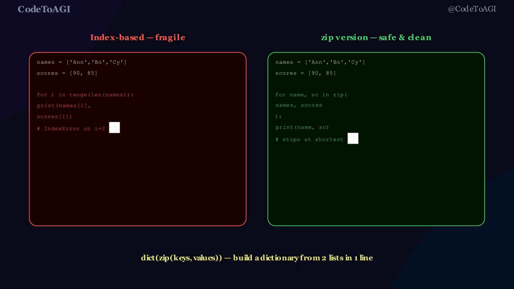Zip stops at the shortest list automatically. 3 names, 2 scores. Zip gives you 2 pairs, not 3. No index error. Want 3 lists at once? Same syntax. Zip names, scores, grades. 3 values per iteration. This is also how you build a dictionary from 2 lists. 1 line. Dict of zip keys, values.